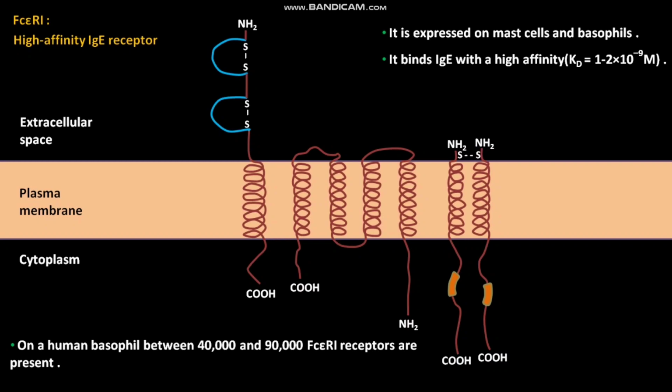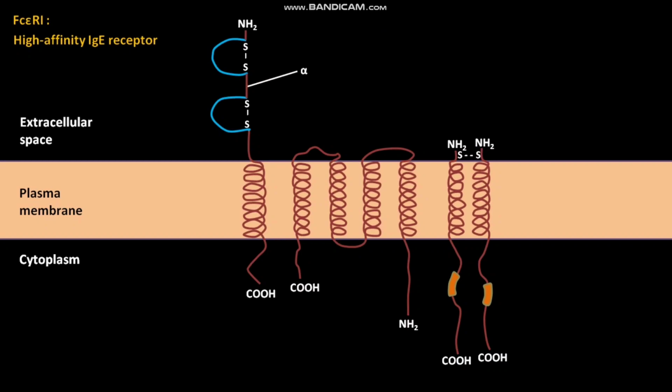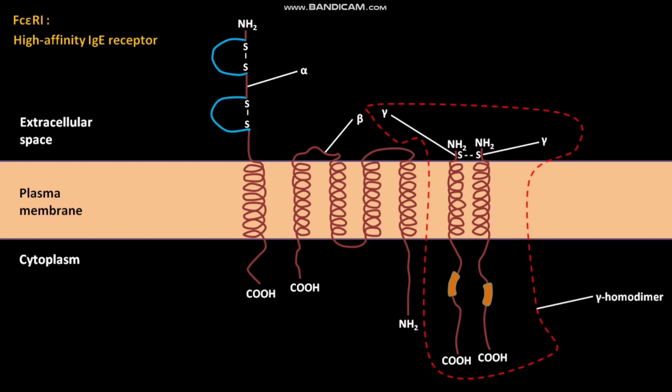The Fc epsilon R1 receptor contains 4 polypeptide chains: 1 alpha chain, 1 beta chain, and 2 identical gamma chains. These 2 identical gamma chains are linked by a disulfide bond. These 2 identical gamma chains form a gamma homodimer.